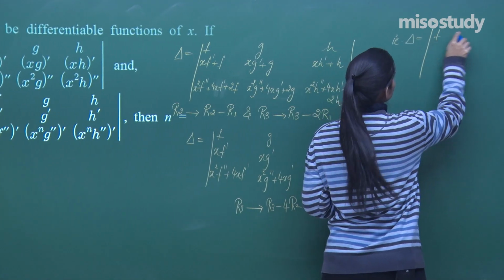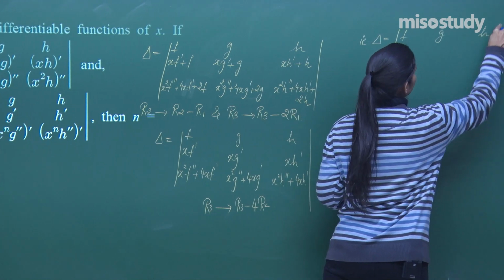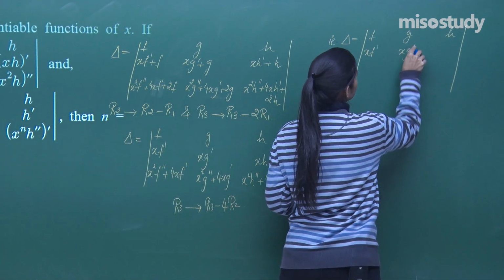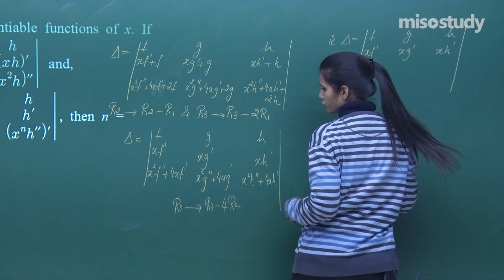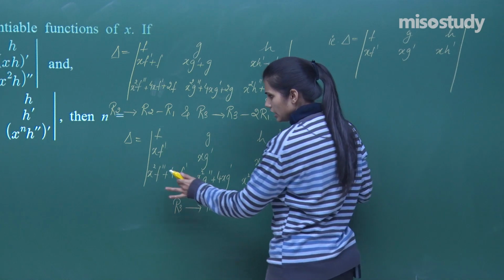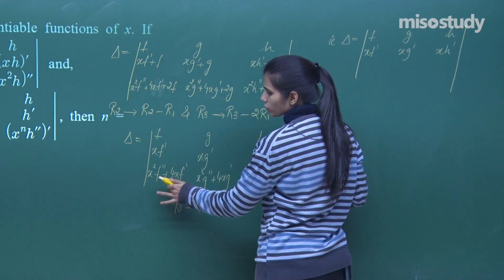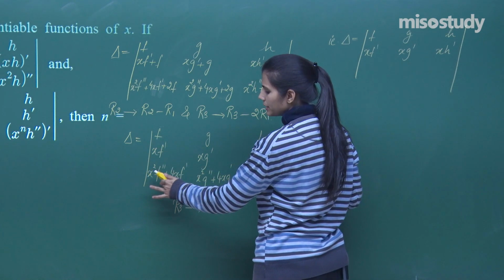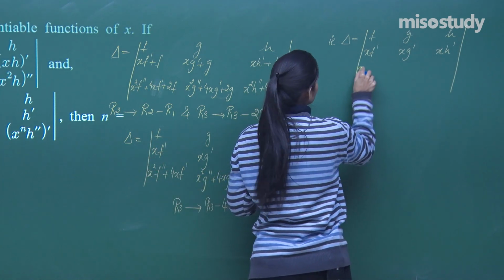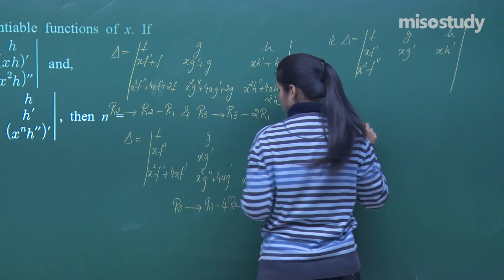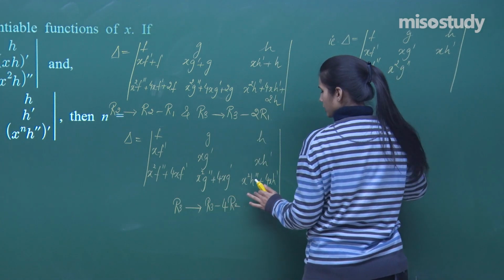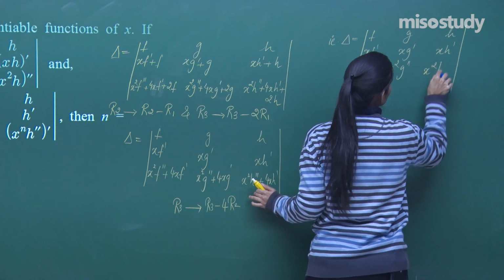Rho 1 is as it is. Rho 2 is as it is. Rho 3 goes to rho 3 minus 4 times rho 2. Rho 3 minus 4 times rho 2 means x square f double dash plus 4xf dash minus 4xf dash, you are left with x square f double dash. Here similarly you are left with x square g double dash after performing the operation, and here also x square h double dash.